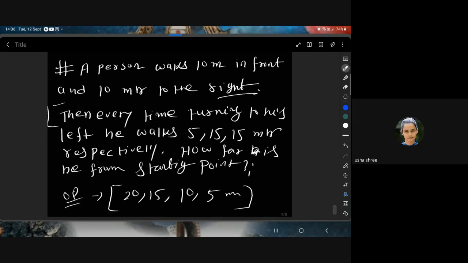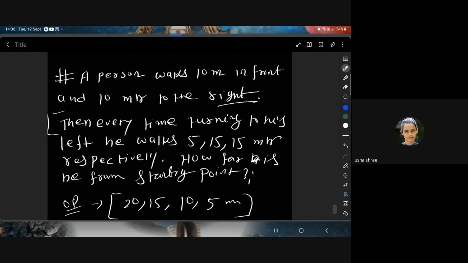Two times he walked 15 meters, right? Yes, two times in the same direction. Out of 5 meters, he's 15 away from the starting point. From 5, how much? 5 meters. 5 meters. Okay, very good.